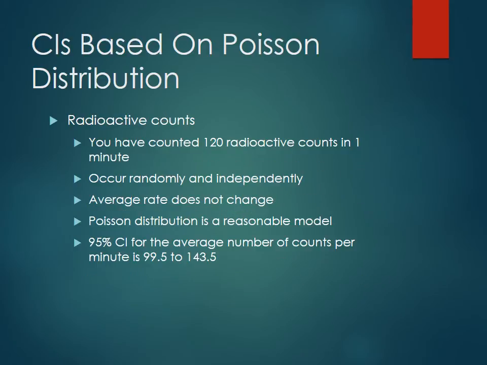And then similarly, if you're looking at the radioactive counts that we were looking at previously, so say you counted 120 radioactive counts in 1 minute, basically if you're assuming that they're occurring randomly and independently and the rate's not changing, again, you can still use a Poisson distribution. And so looking back at that, if you were to get that C value back from that table, that'll tell you that basically you're 95% sure that if you were to randomly sample counts during a 1 minute time period, it'll be anywhere between 99.5 to 143.5. Okay, so this is kind of giving you an idea of what kind of spread you're going to have and what kind of random values you can generate with 95% confidence.